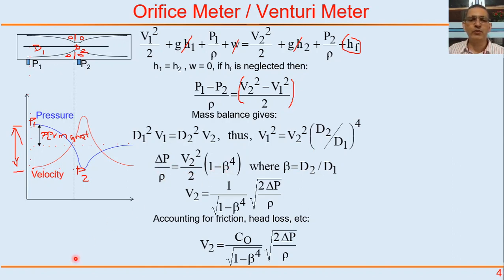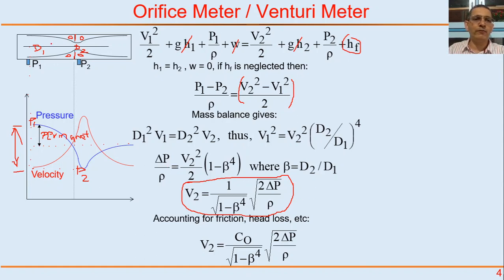Now I can rearrange this to give you V2, the velocity through the orifice. So the velocity through the orifice would be square root of 2 delta P by rho, divided by square root of 1 minus beta raised to 4. So if I measure delta P by a manometer or a differential pressure measurement device, we have seen that in the third lecture, I can calculate V2, the velocity through the orifice, and once I know that, multiply by pi by 4 D2 square, I can calculate the flow rate.